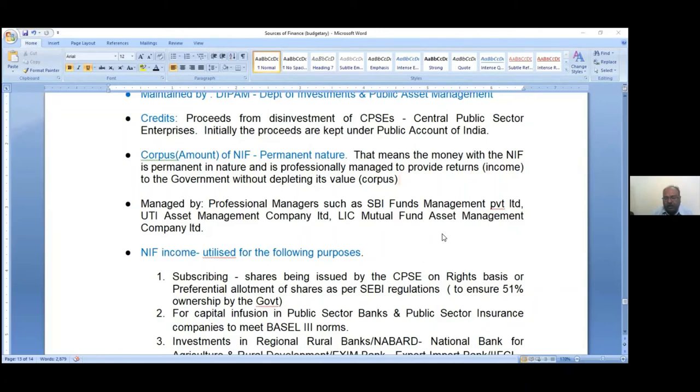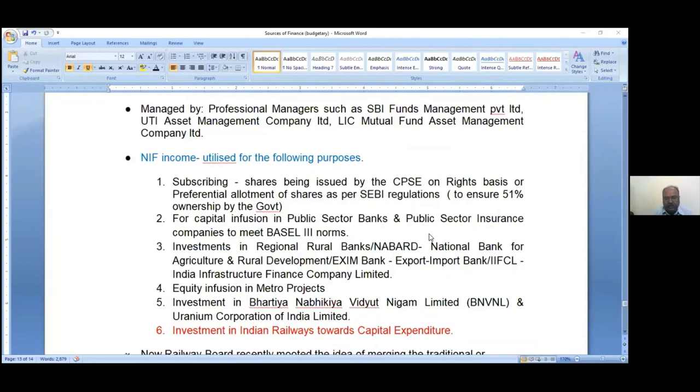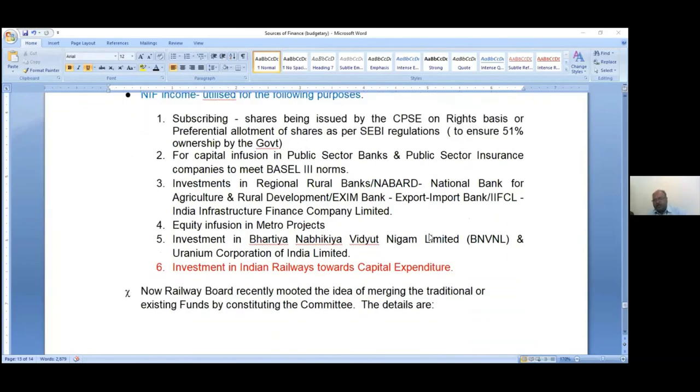So what are the debits to this fund, the NIF, National Investment Fund? Subscribing shares being issued by the CPSEs on rights basis. Suppose a CPSE issues on rights basis, so the government can subscribe the shares, or preferential allotment of shares as per SEBI regulation, because SEBI regulation says that the minimum stake is 51% for the Government of India. So to ensure this 51% stake, the government is supposed to subscribe these additional shares. So that is also met from the National Investment Fund.